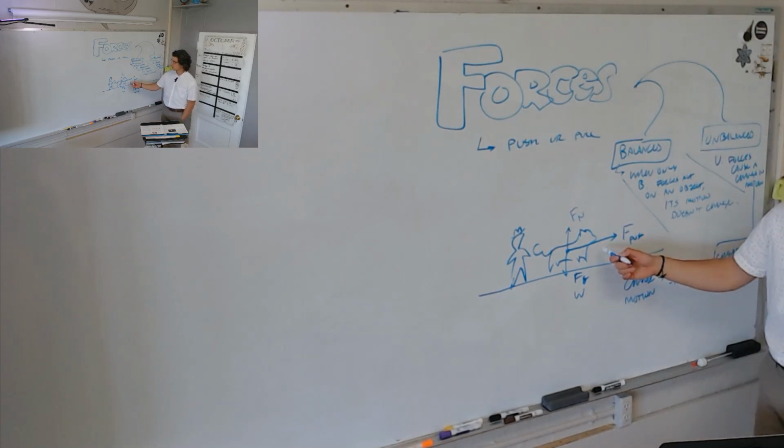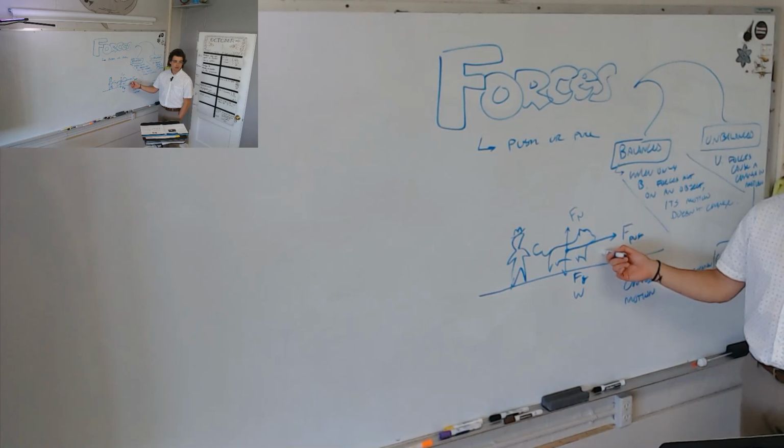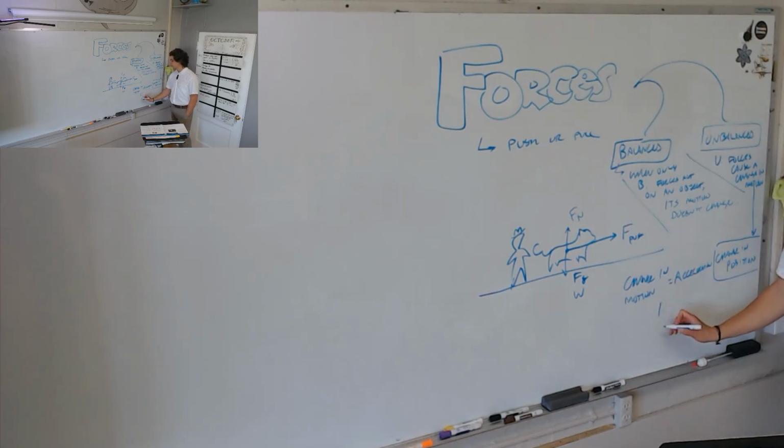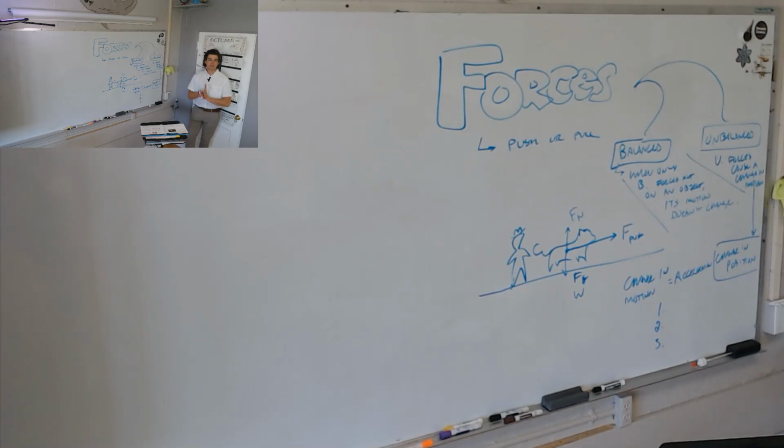Because this pig has an unbalanced force on it, it will accelerate. We can say it that way. Its motion will change, it will accelerate. There are 3 ways an object can accelerate. Give me the easiest one. What's the easiest one that everyone knows that an object can accelerate?